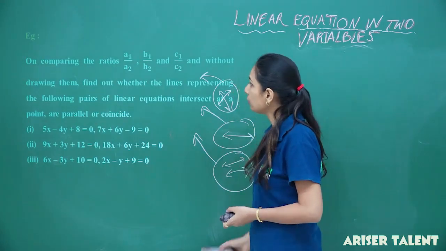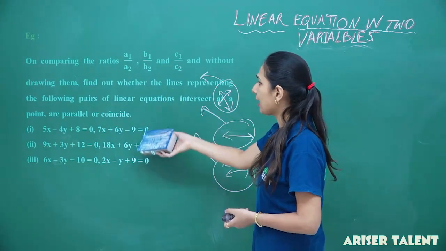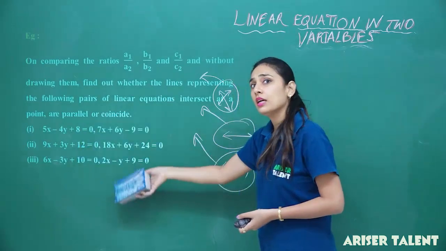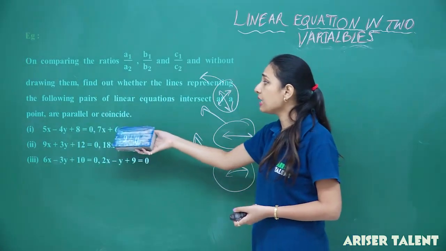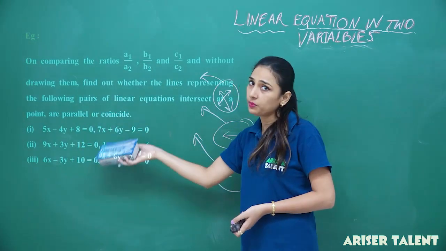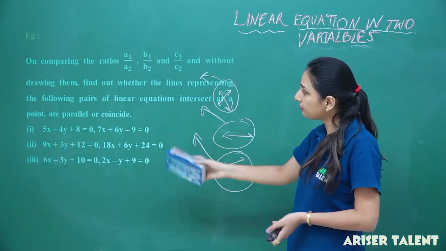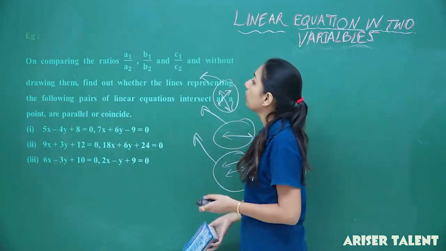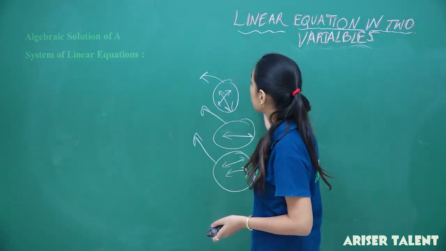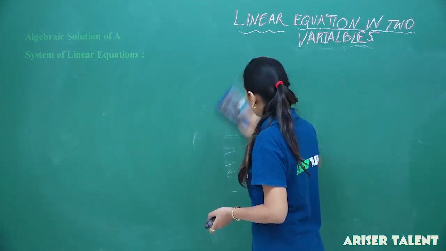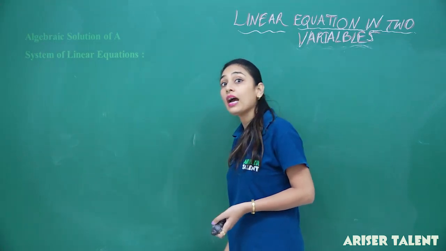Now, on comparing the ratios, we have done this kind of question. In that we just have the proportions, and by just calculating the proportion it will be known whether they are parallel or not, coincident or not. Okay. Now, algebraic solution of a system of linear equations. So we have gone with the algebraic solution. Why algebraic solution?